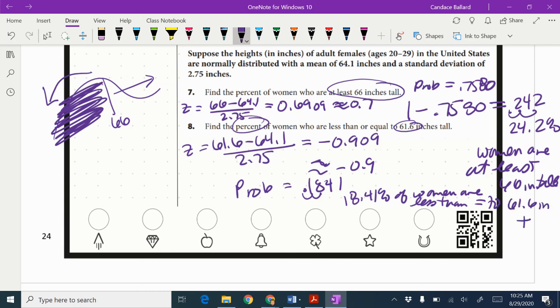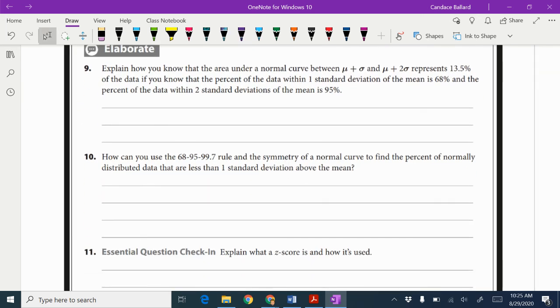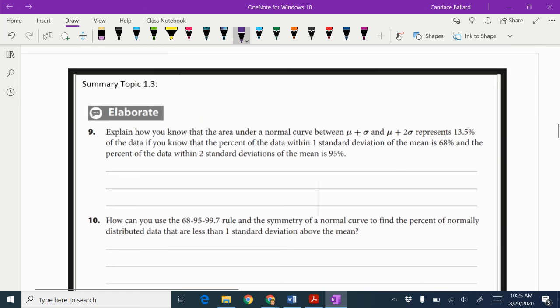That's the end of the lesson, so make sure that you go through and you answer your 3 elaborate questions as your summary.